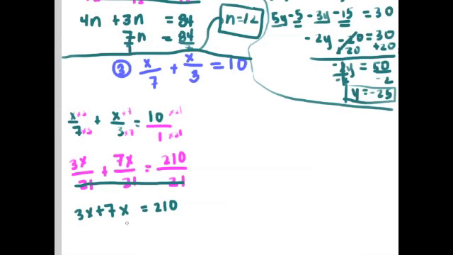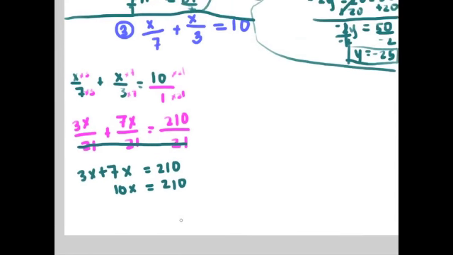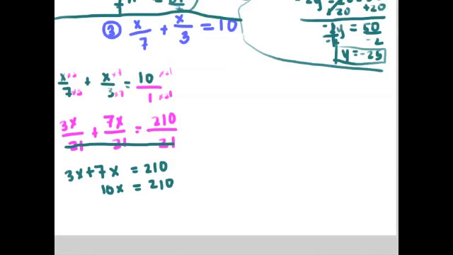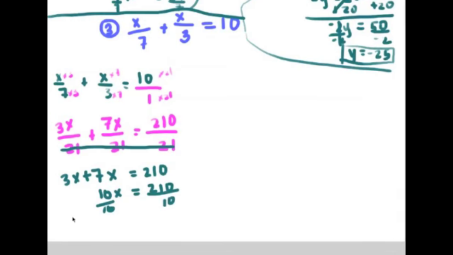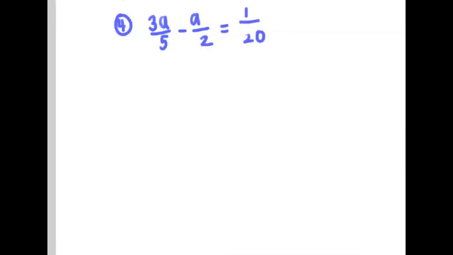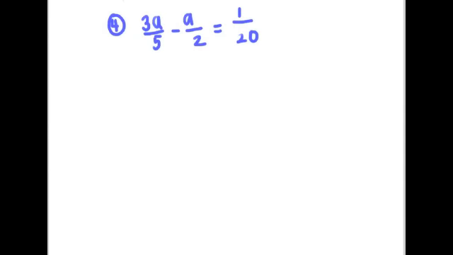Let's keep simplifying here. 3x plus 7x, if I combine those together, is 10x equals 210. Okay. How do I solve for x in this problem? Let's divide by 10. Divide by 10. And so on this side the 10s cancel out. I'm just left with an x on the left side, so 210 divided by 10 is 21. Final answer for this is x equals 21. Alright, let's do one more together and then you can go and take your quiz and get the assignment done, okay? Here we go, last one for today.